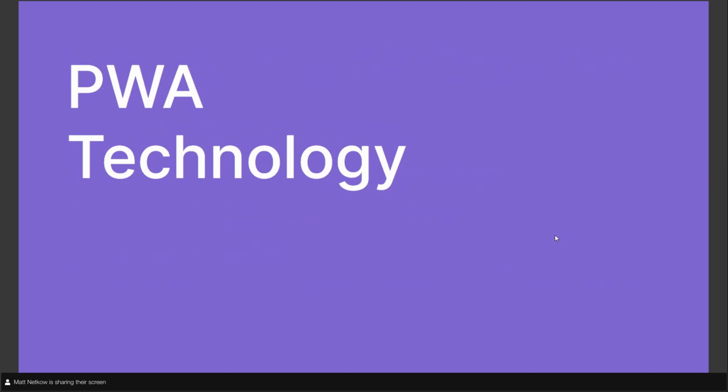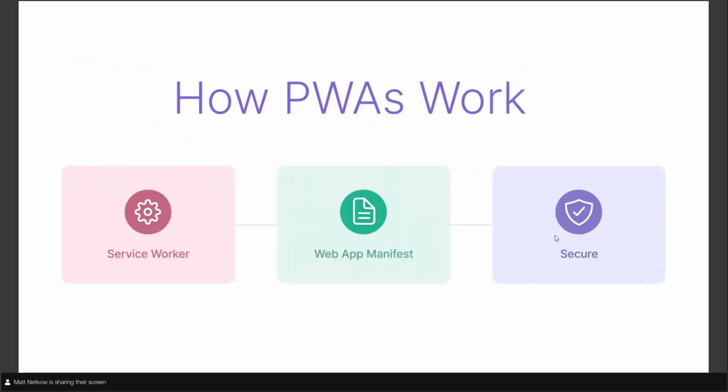All right. Next, before we get into the demo here, let's look at PWA technology. There's only a handful of parts that allow you to, as we say, adopt the right and inject the right vitamins into your web app. How specifically PWAs work, there's three main elements and aspects of them: service workers, web app manifests, and secure HTTPS.